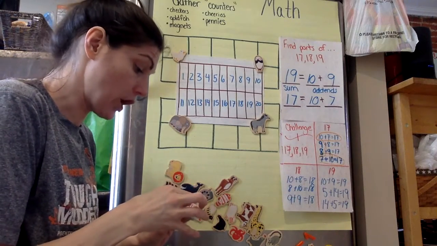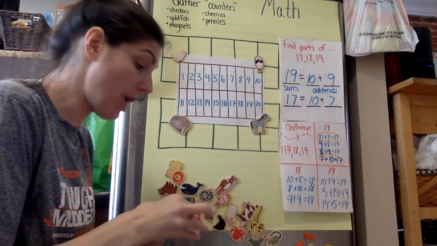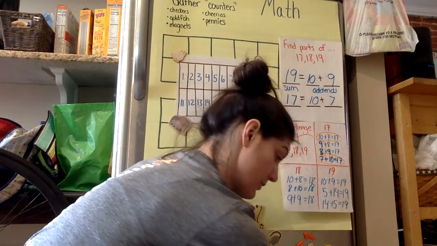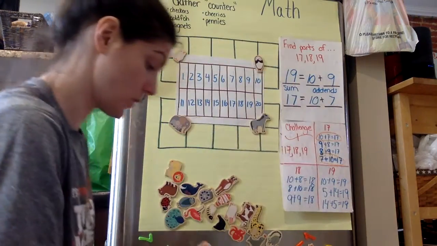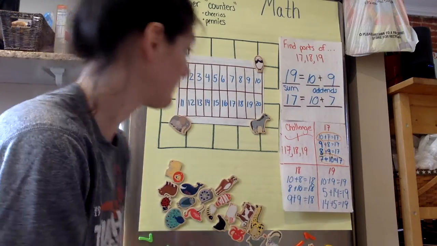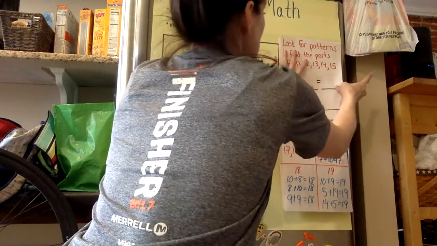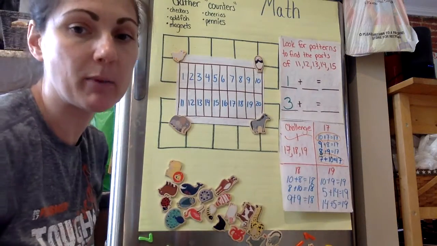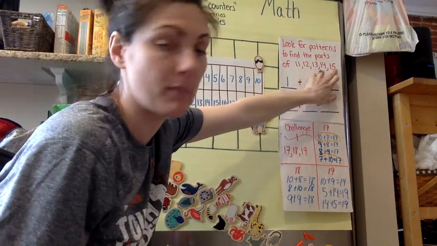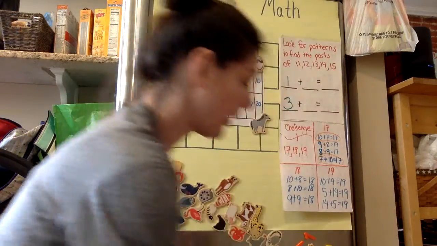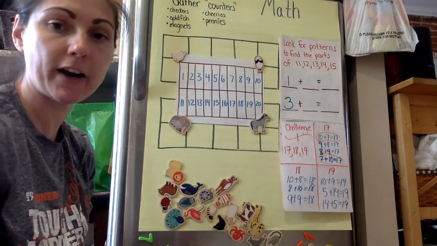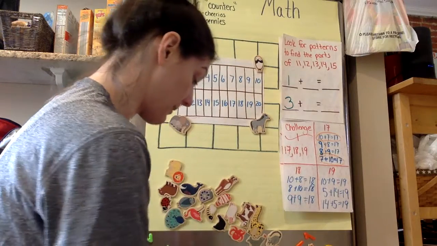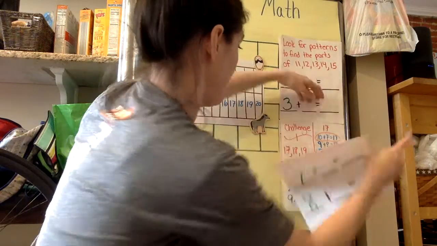So we're going to look for patterns to find the parts of numbers 11 through 20. So for today, I'm doing 2 parts, okay? And they're very similar. The first part does the numbers 11 to 15, and the second part does 16 to 19. So very, very similar. I'm just going to put both of these up because there's not actually going to be a challenge today.